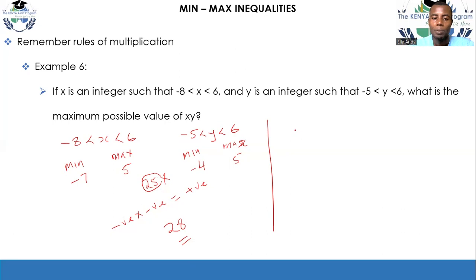For example, here, we can list -7 and 5 for x, then for y, we have -4 and 5. Then multiply each value of x here with each value of y and see what you can get. So -7 times -4, 28. Then -7 times 5, that is -35. Then 5 times -4, you get -20. And finally, 5 times 5, you get +25. So among all these, we have 28 as the maximum value of xy.